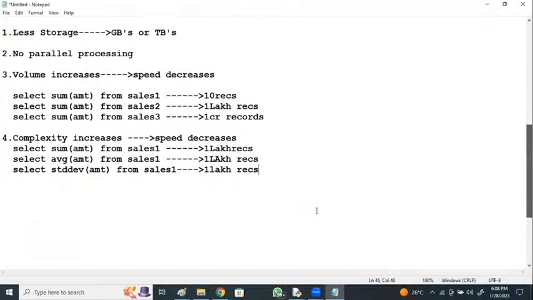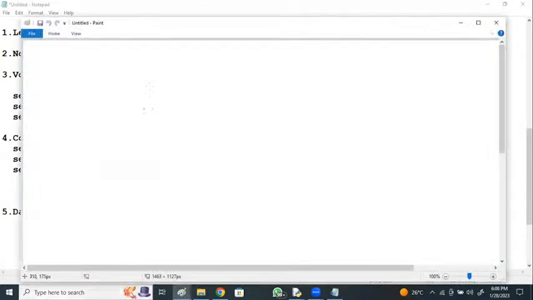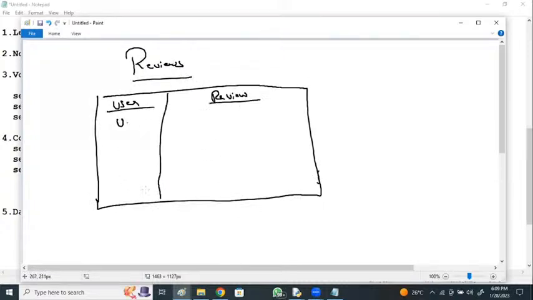And the major drawback with databases is that they can handle only structured data, and cannot handle unstructured or semi-structured data. For example, if you want to take reviews for a particular movie, the table name is reviews. User 1, user 2, user 3, 100 users, each giving a review.